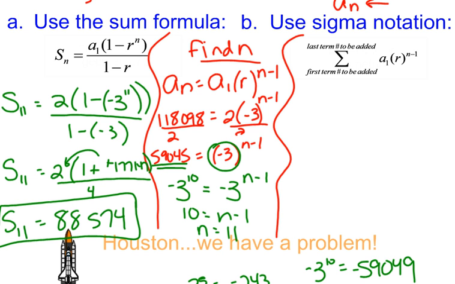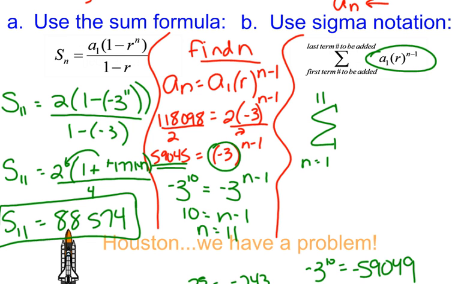Now, the other way I could do, so this is my sum formula. The other way I could do this is my sigma notation, and I should get the same answer either way. They both work the same. So here, if I'm doing the sigma, I have the summation. My first term to be added would be n equals 1. And since I found my n, I know I'm going to 11 terms. So that's my last term to be added. And then I plug it into this formula right here.